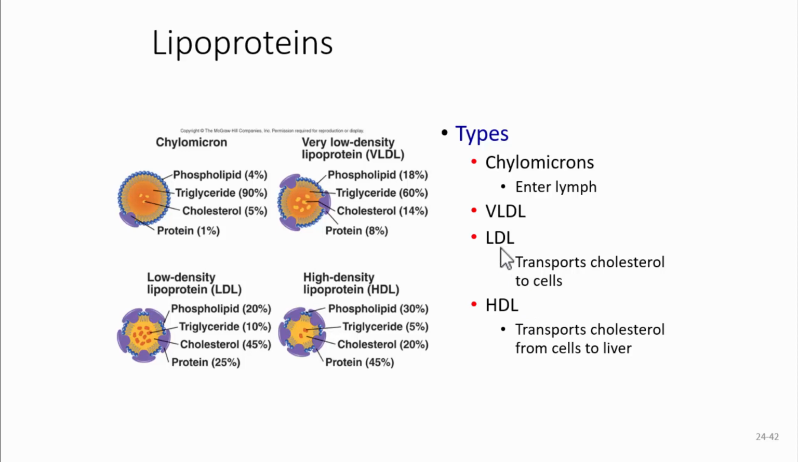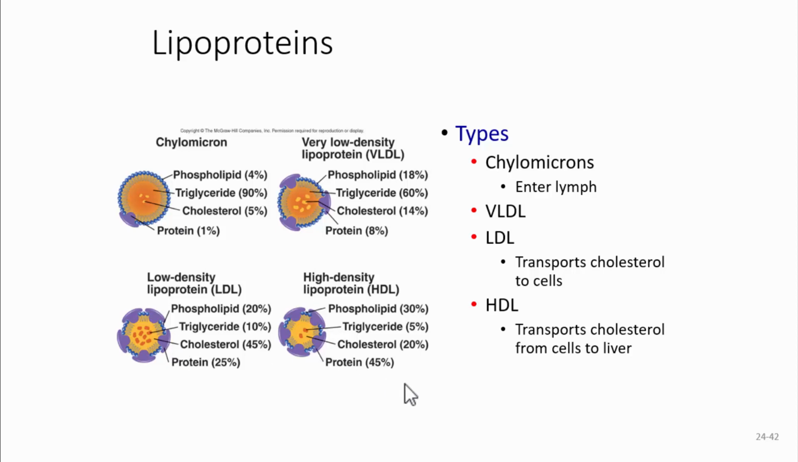LDL is low density lipoprotein, and that transports cholesterol to cells. And so here's our LDL. And you can see that it has a phospholipid that makes up about 20%. Triglycerides make up 10%, cholesterol 45%, and proteins about 25%. So this transports cholesterol to the cells.